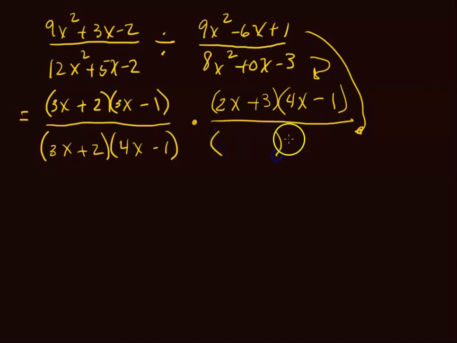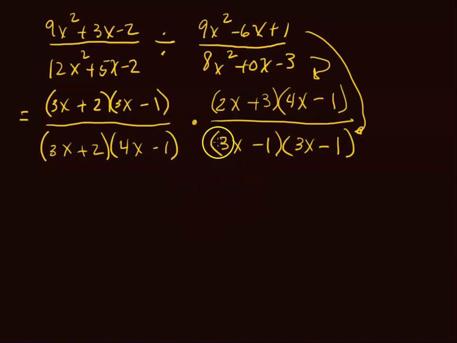So let's see here. 1 is 1 times 1. The signs are the same. They're both negative. 9. Let's see. 3x and 3x. I think that works. 3x and 3x. Negative 3x is negative 6x.